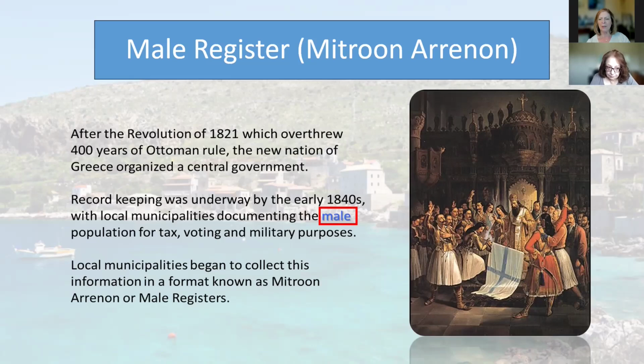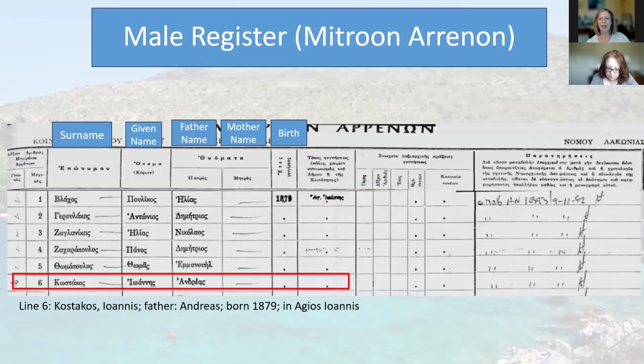I have found that especially before 1860, records may list only a couple of names in any given year, and we know there were many more than just a couple of men in that village. This is an example, the male register for my grandfather. On line 6, we see his name, Kostakos Ioannis. His father's Andreas, his birth year 1879 in Ioannis. There's a column for the mother's name, but this generally wasn't filled out until sometime in the 1900s, and that varies by village. Some areas may have a format that differs from this. However, all male registers contain the same information.